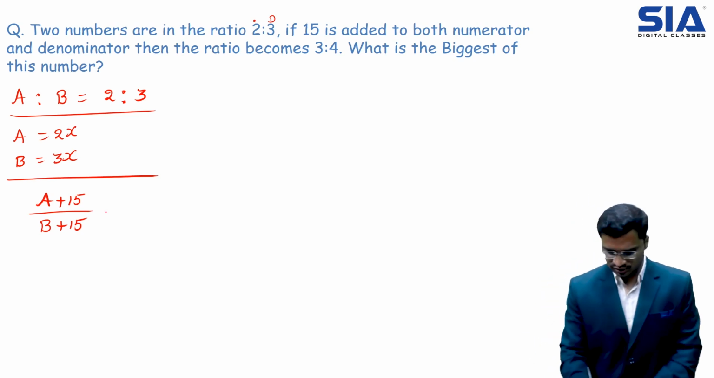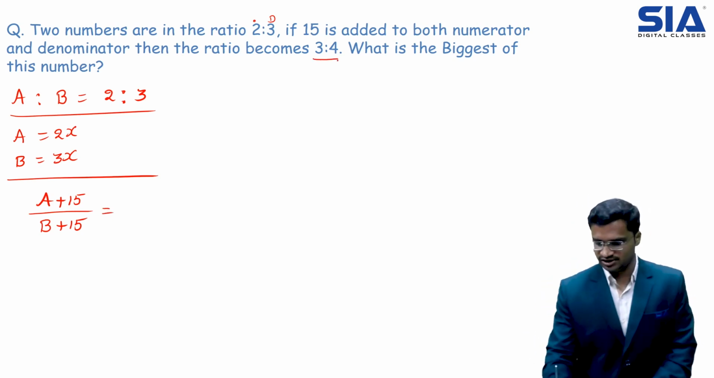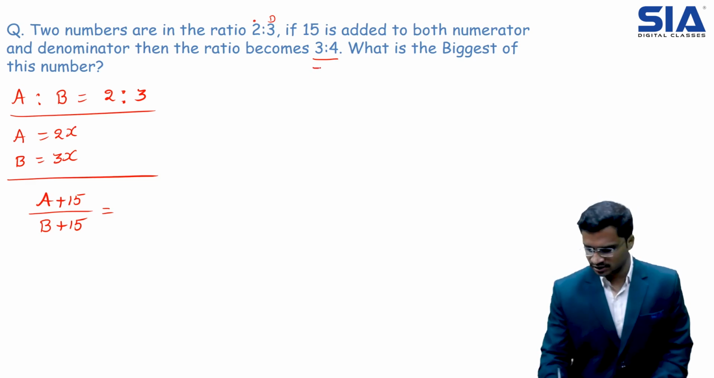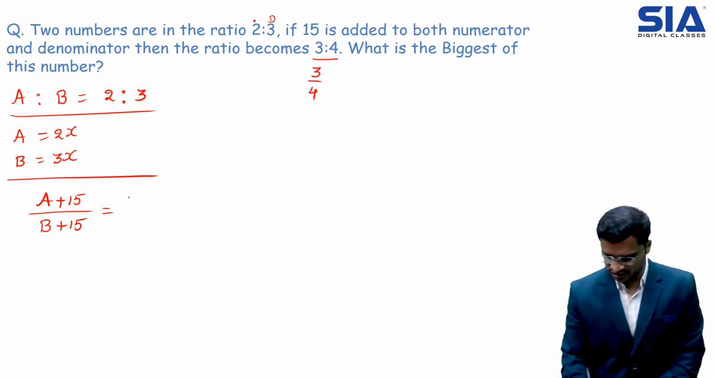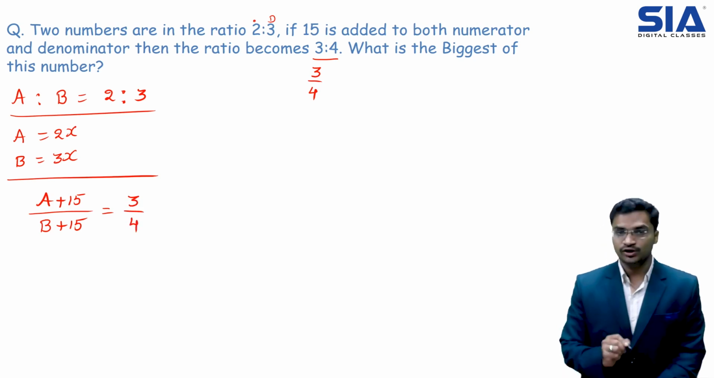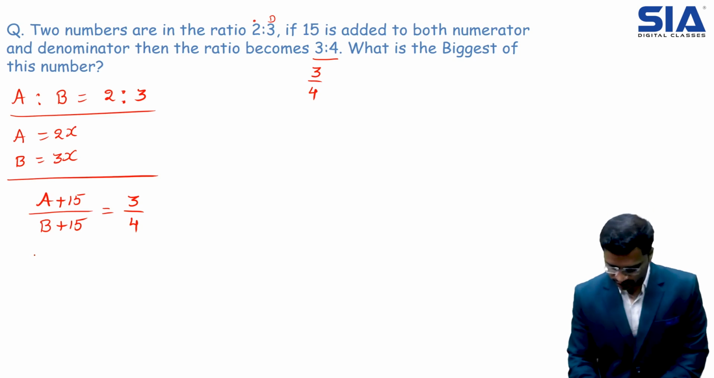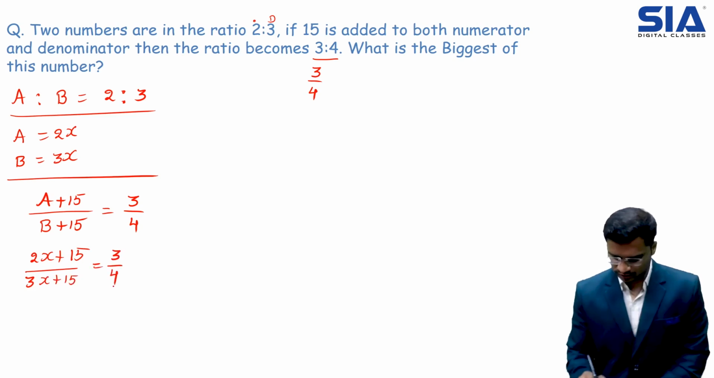So this gives me a ratio of what? This results in a ratio of 3:4. So 3:4 can be written as 3/4, so this is equal to 3/4. We know the values of A and B. Here A is 2x and B is 3x. So (2x plus 15)/(3x plus 15) is equal to 3/4.